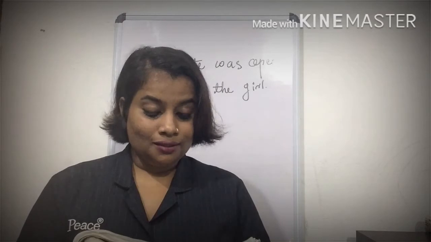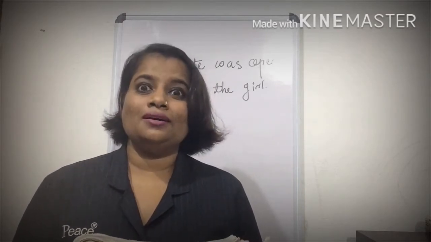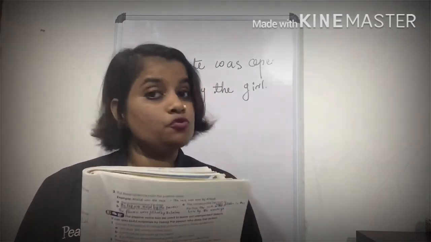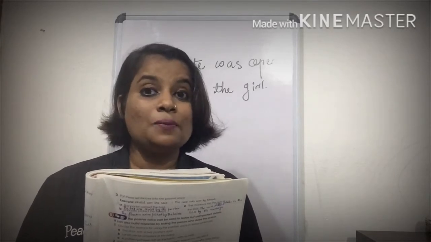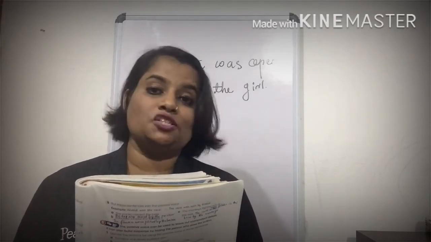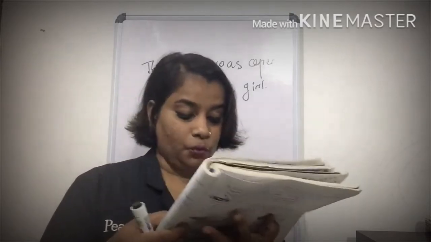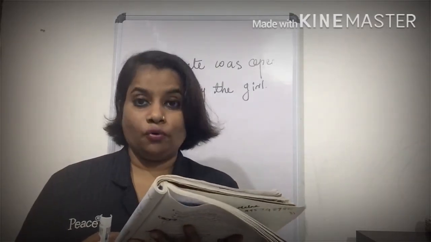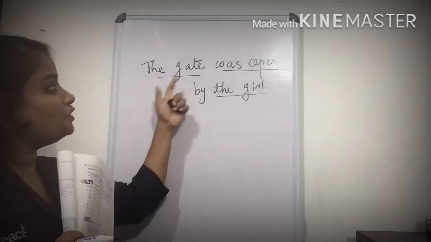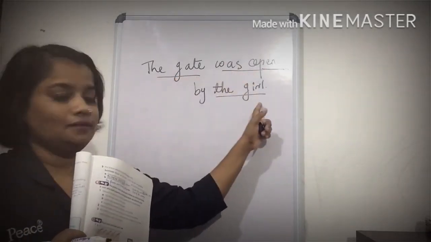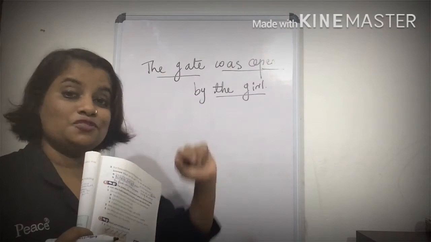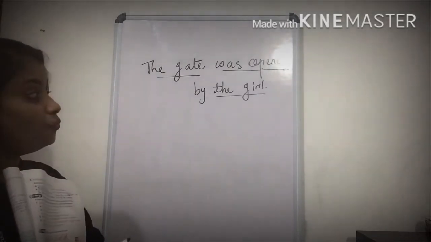Sometimes only it will come directly, means active to passive. In most of the cases, passive to active, you need to transform the statements. That can be seen in your textbook also, page number 68. Both the active voice and the passive voice. Look at the example. The gate was opened by the girl. Transform the statement to active voice.